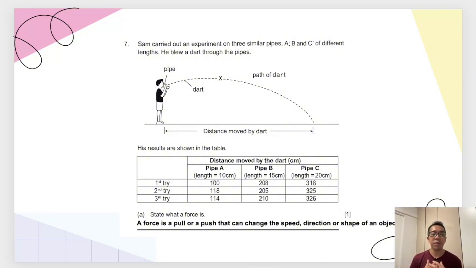One thing that can help me remember is if you were to roll a ball of Play-Doh. If you were to put some force, whether it's a push or pull, on that ball of Play-Doh, it can change direction. There will be a change in speed. And if you are forceful enough, you can actually change the shape of that ball of Play-Doh.